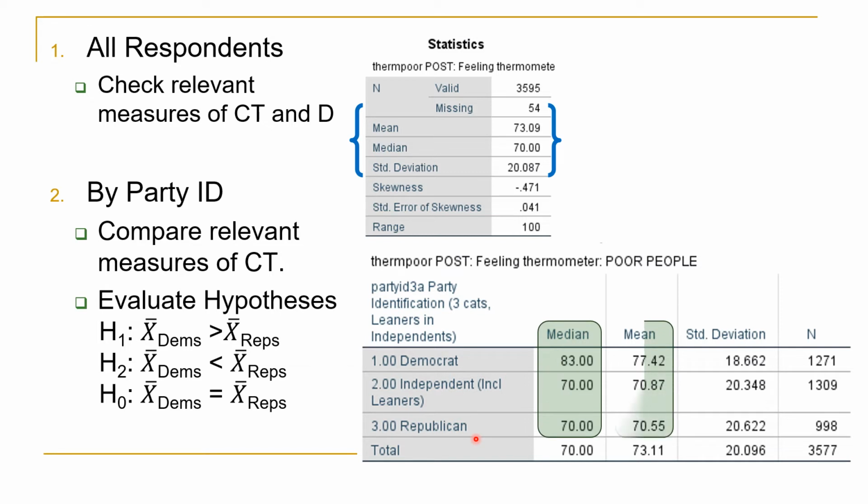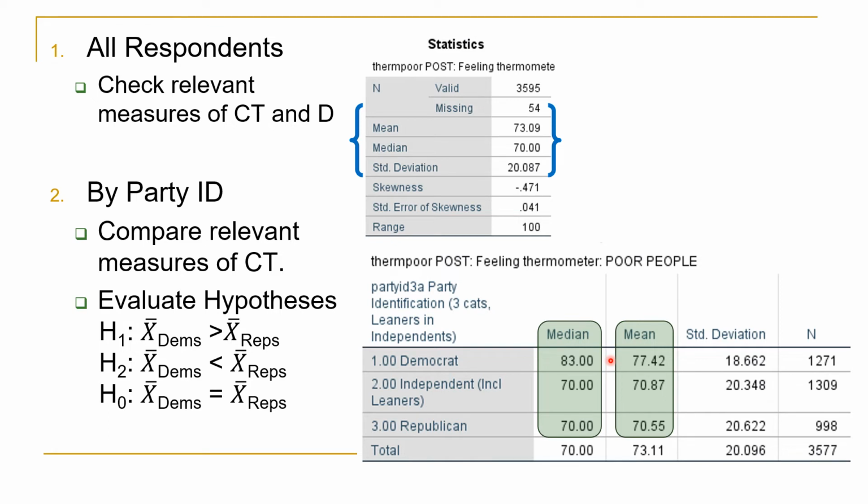So we're going to compare the median and the mean. First, when we look at the median, we can see that the median Democrat evaluates, if we could line up all the Democrats, we have 1,271 Democrats, if we could line up 1,271 Democrats across the stage, the exact middle Democrat evaluates poor people at 83. When we look at Republicans, we have 998 of them. The exact middle Republican evaluates poor people at a 70 on our 100-point scale.